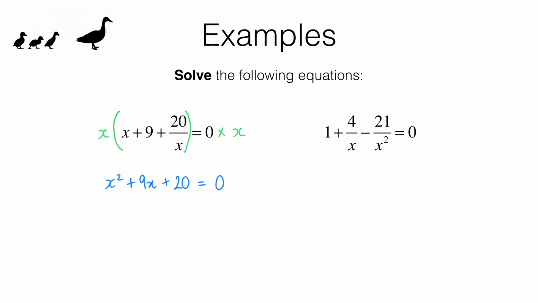Now this looks like a quadratic we are familiar with. We can solve this particular one by factorizing. I get x plus 4, x plus 5 equals 0. And that gives us solutions x equals -4, x equals -5.